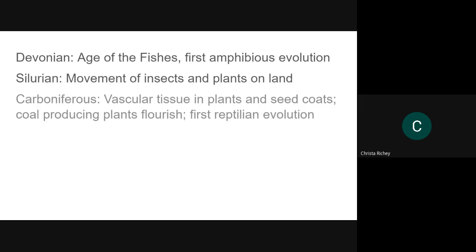The plants were still in early stages. They didn't have seeds. They had spores. They didn't have vascular tissue. They had to be either in or right next to their water source. The insects, feeding off of the spores, triggered the seed coat. So we had seeded ferns that did not have vascular tissue first. And then eventually we had gymnosperms, which had both. And the gymnosperms were the ones that went much further in the land.